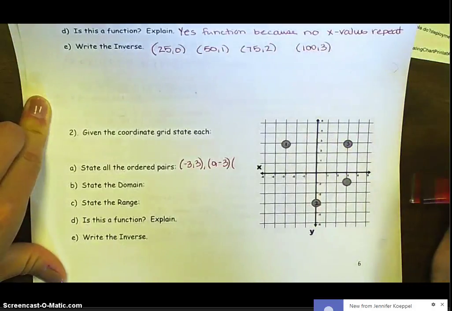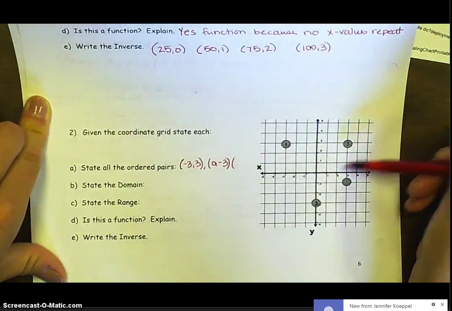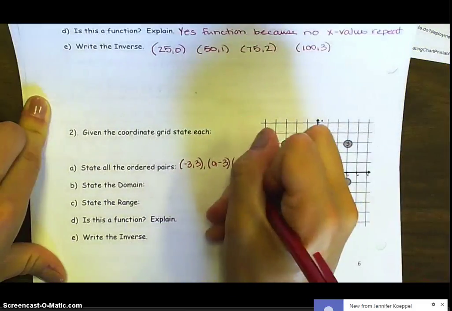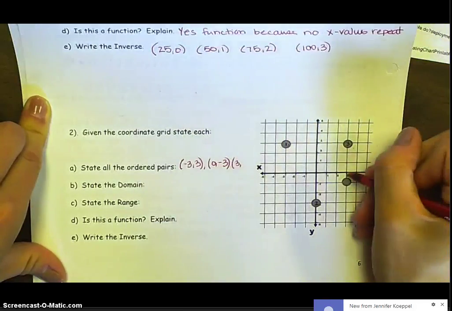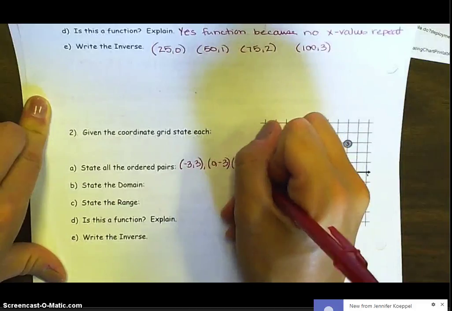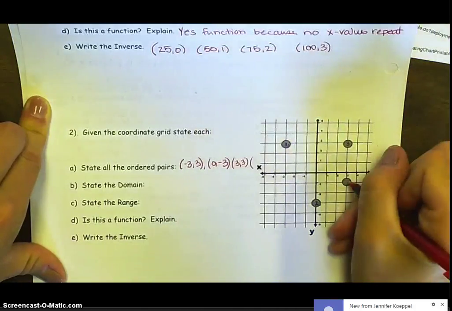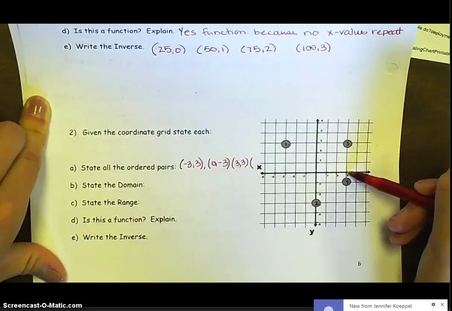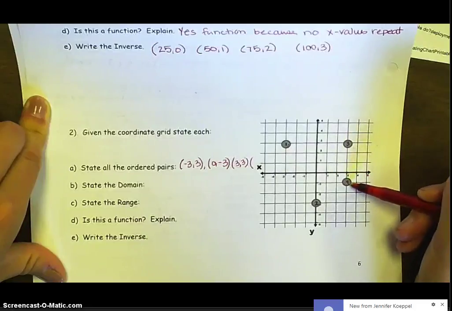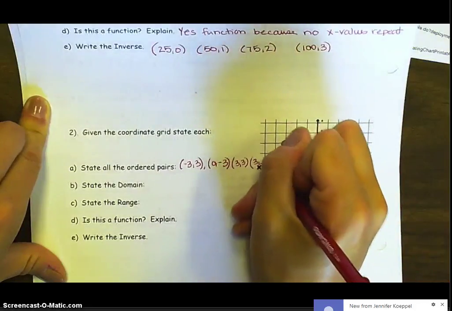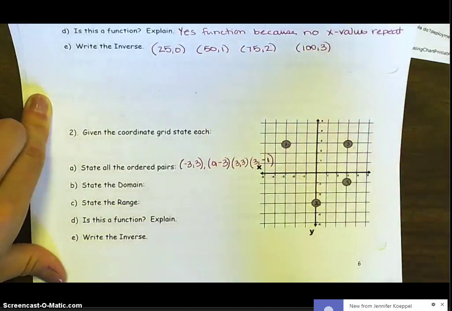My third point, I'm going to do this one up here at top. So I have to go over positive 1, 2, 3. So my x value is 3. My y value, we go up 1, 2, 3. And then my final point, I'll put a 4 there. We're going to go to the right 1, 2, 3. So that's positive 3. And then we go down 1. Since you go down, it's negative. So 3 comma -1.